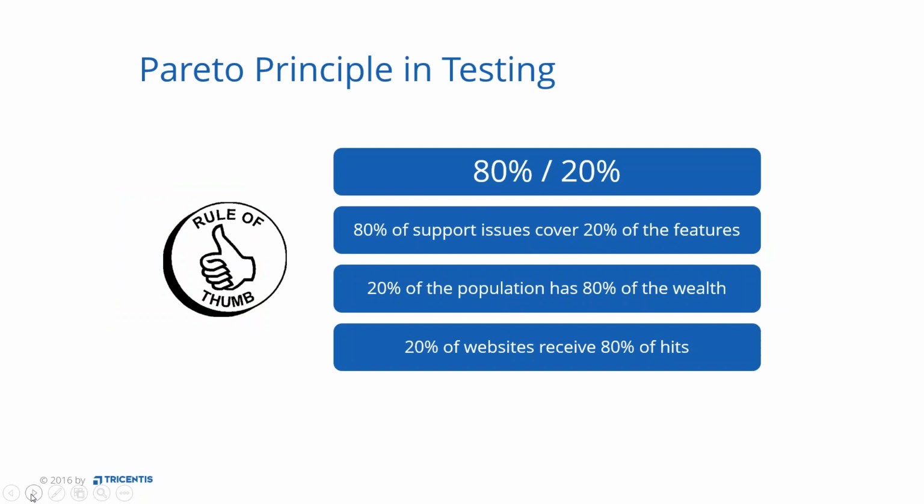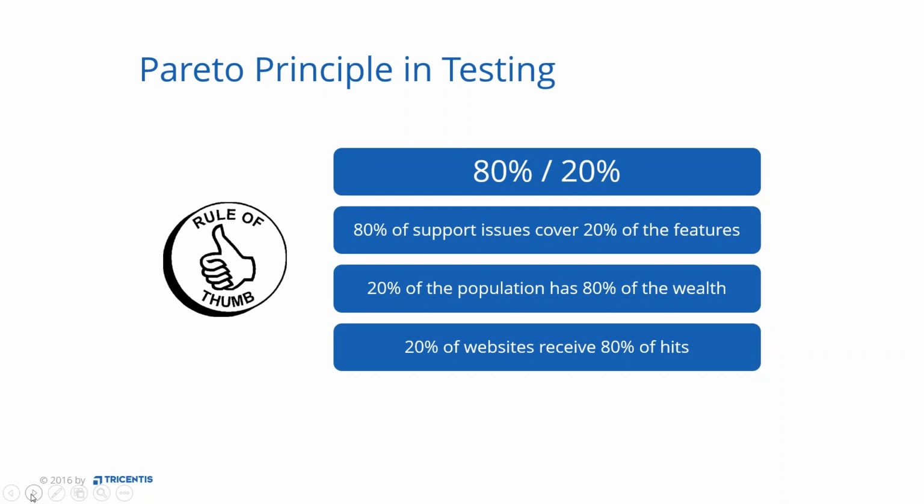You may have heard of the Pareto principle. The Pareto principle is a rule of thumb that is applicable in many areas and many walks of life. Essentially, it's 80-20, so 80% of something is caused by 20% of something. To give a few examples, 80% of support issues for a website would cover 20% of the features, or 20% of the population holds 80% of the wealth, 20% of websites receive 80% of hits, 80% of all sales are the product of 20% of all of your salesmen.